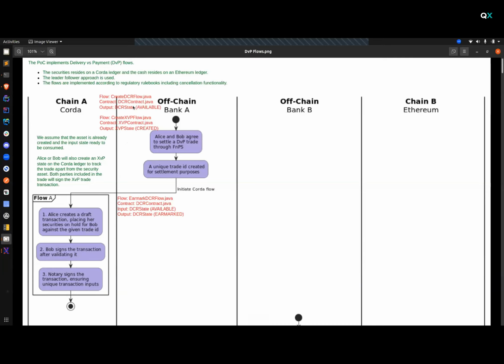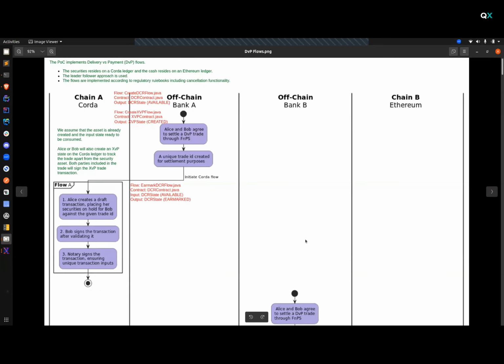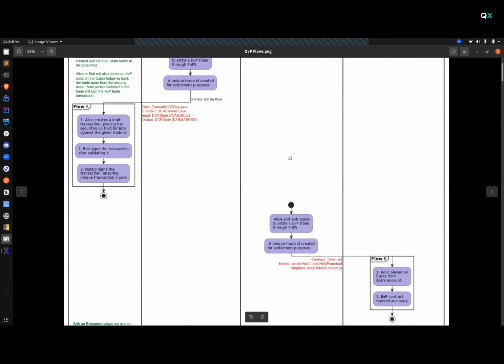We had to push for them to add earmarking functionality to this basket of securities before it gets transferred so that it can fit into these flows of ours. We also had to add a Corda state to track the trade in the name of cancellations, and that will hopefully become clear as we go on. So we assume that this basket of securities was already created and it's ready for consumption, and the trade was already also created. As before, we agree on a trade ID beforehand, before settlement starts.